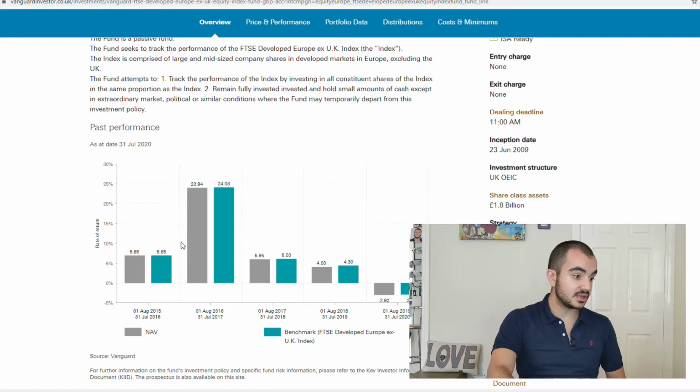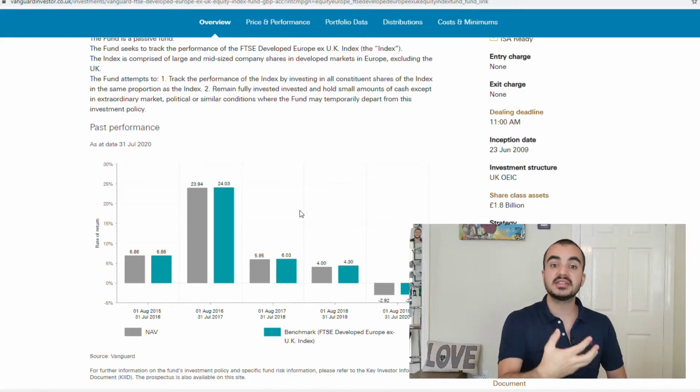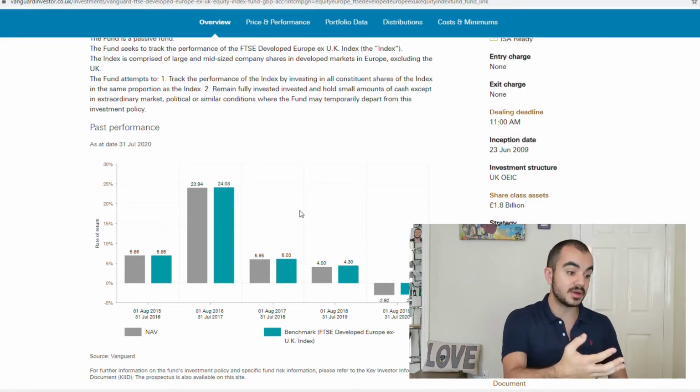We'll look at the next year, it grew by 23.94, and the benchmark grew a little bit more, so 24.03. So obviously it's not perfect, but it's pretty close. And you can see from the rest of the following years, it's doing pretty much the same as well. So this gives me the confidence that this index fund is actually doing a good job of tracking the particular benchmark, which is the FTSE Developed Europe Index.